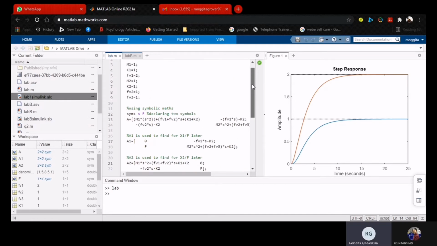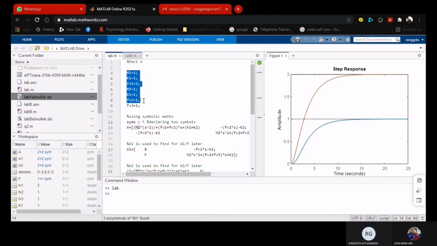So we get this step response graph. We can also evaluate by section.